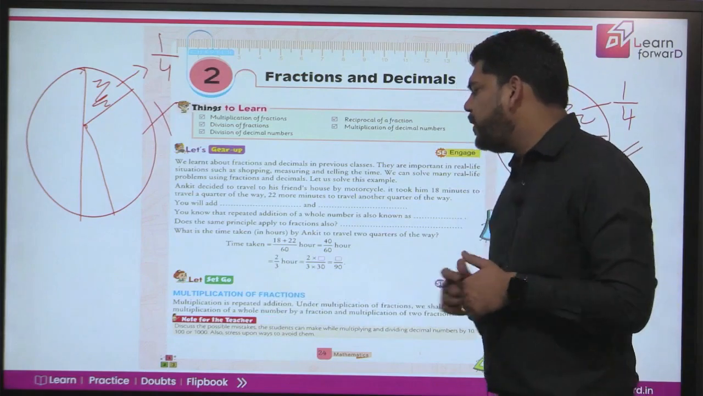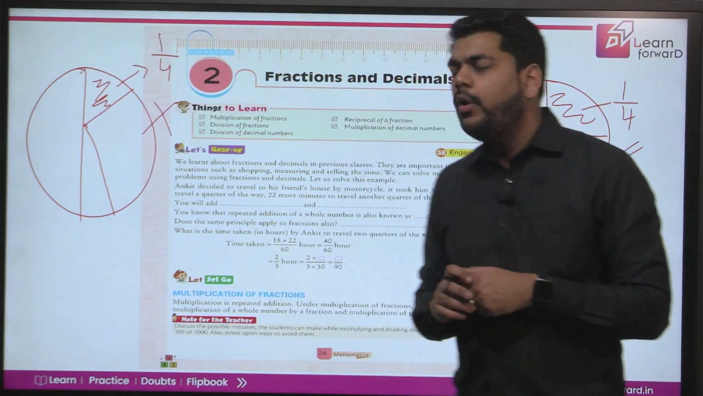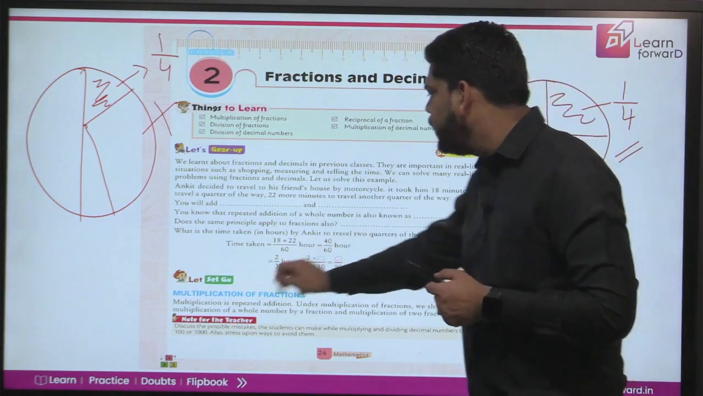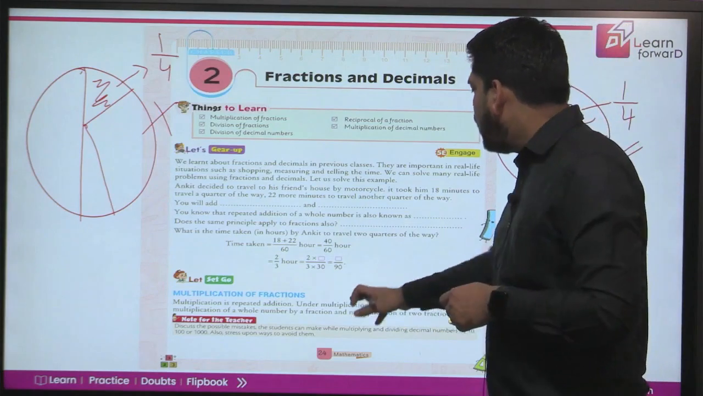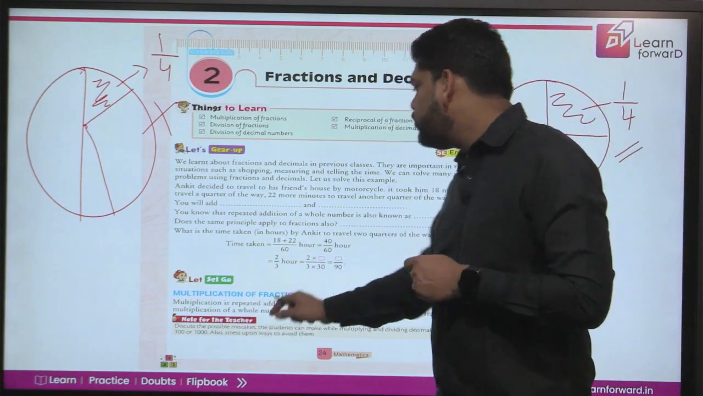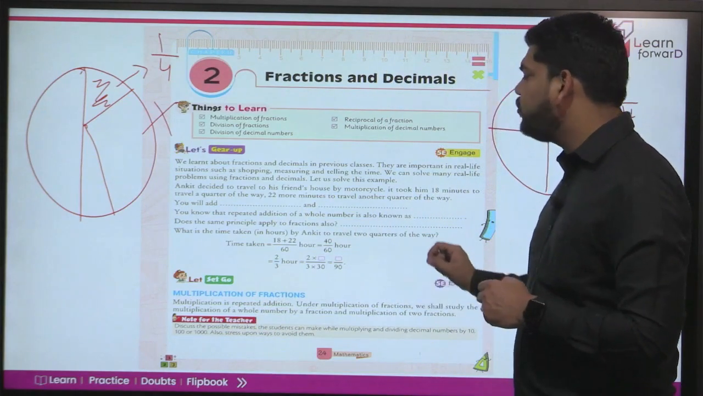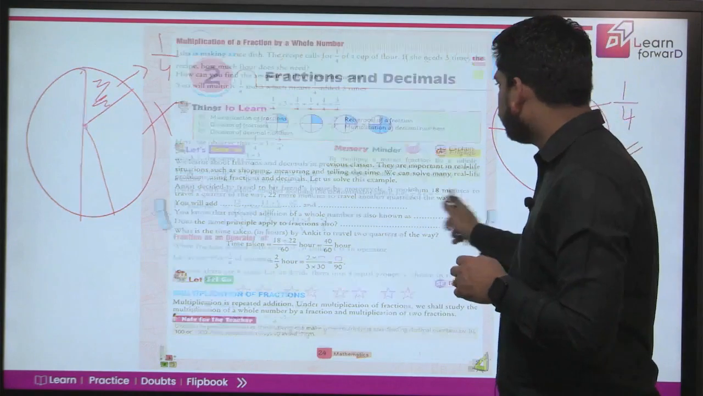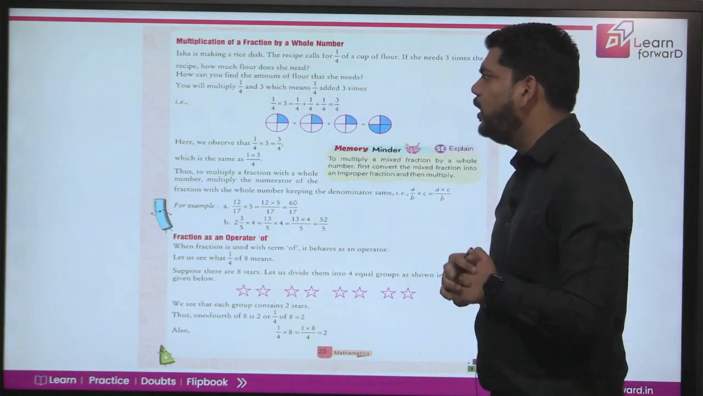Our first property is multiplication of fractions. Now, what do you mean by multiplication of fractions? Multiplication is repeated addition. You have already learned this. Under multiplication of fractions, we shall study the multiplication of a whole number by a fraction and multiplication of 2 fractions. First, we will be learning about multiplication of a fraction by a whole number.